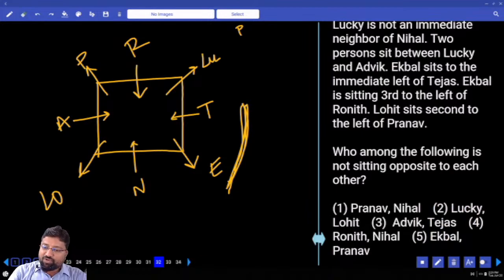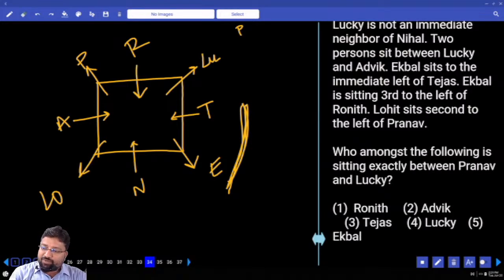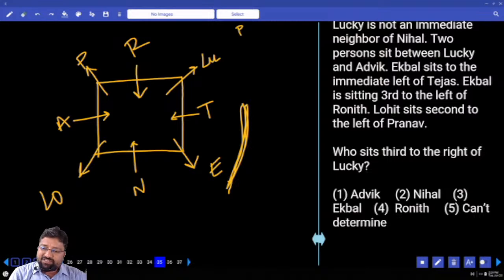Who among the following is not sitting opposite to each other? Pranav and Nihal, sitting opposite to each other or not? Who is second to the left of Tejas? Nihal. Who among the following sits exactly between Pranav and Lucky? Ronit. Who sits third to the right of Lucky? Third to the right of Lucky is again Nihal.